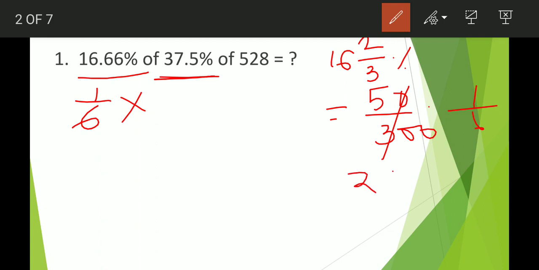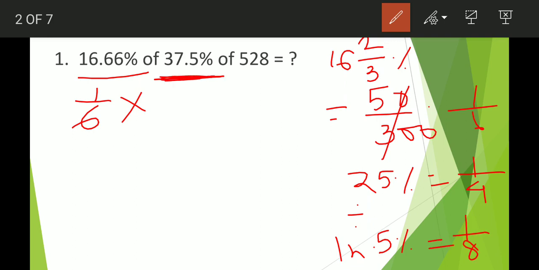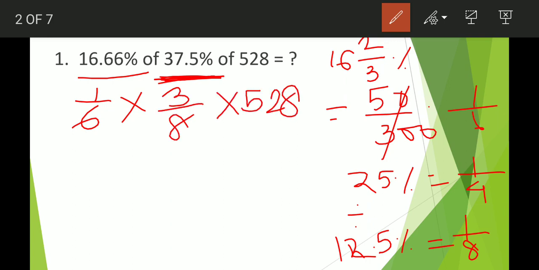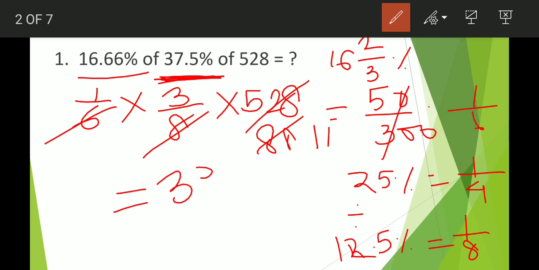We know that 25 percentage is 25 by 100 or 1 by 4, so half of it gives us 12.5 percentage, that is 1 by 8. Now this 37.5, since 12 3s are 36, is 3 times this 12.5, so we can write it as 3 by 8 into 528. If we simply cancel, we get the value for this question as 33. So 33 is our answer for the first question.